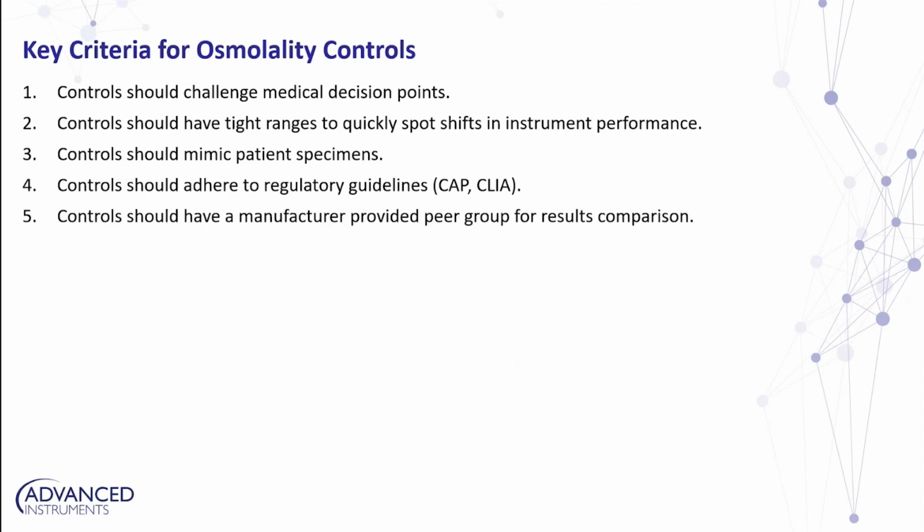And lastly, controls should have a manufacturer-provided peer group for results comparison. Peer group programs serve as an external quality control assessment where laboratories can compare their control solution results with those from other laboratories to identify trends.